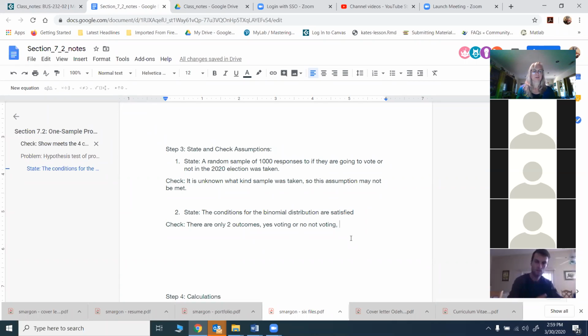All right, what's another thing that has to be true? One can affect the probability of another. All right, so you not voting, is that going to affect my not voting? No. So the fact that one person votes should not affect the next person voting, the probability of the next person voting.